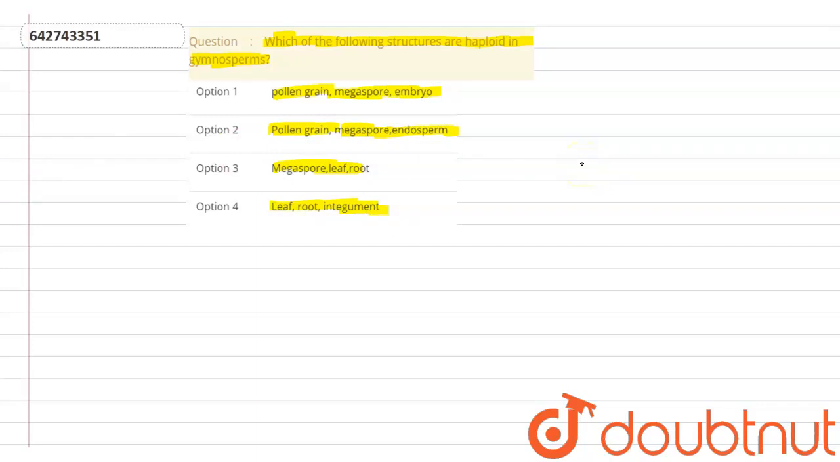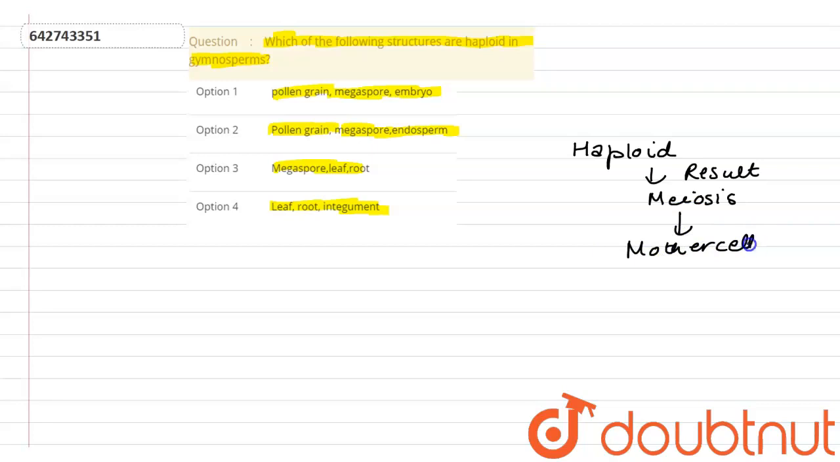In gymnosperm, the pollen grains and the megaspores are haploid. These are haploid, and they develop as a result of meiosis, respective to the mother cells. And we are talking about the conditions here about gymnosperm.